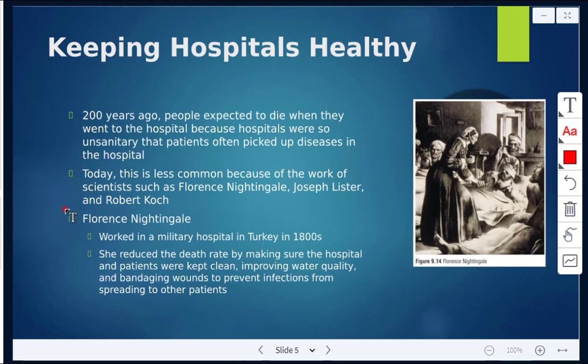So Florence Nightingale worked in a military hospital in Turkey in the 1800s, and she was able to reduce the death rate by making sure that the hospital and the patients were kept clean, improving the water quality, and bandaging wounds to prevent infections from spreading to other patients.